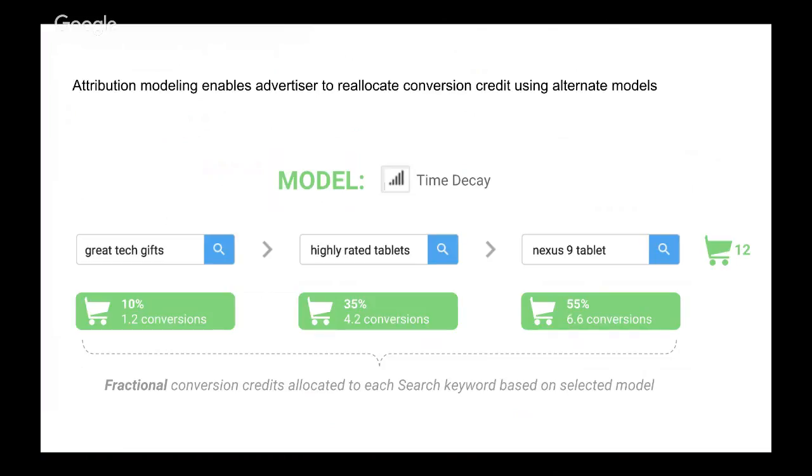And time decay. Time decay is closest to the last touch point, because the touch point closest to the conversion gets the highest credit. So in this case, the Nexus 9 tablet would get the highest weightage. 55% is just a random number, but you can see the latest touch point close to the conversion gets the highest credit, and the ones further from the conversion get the lowest credit. So Great Tech Gift gets 10% credit, which is the lowest.